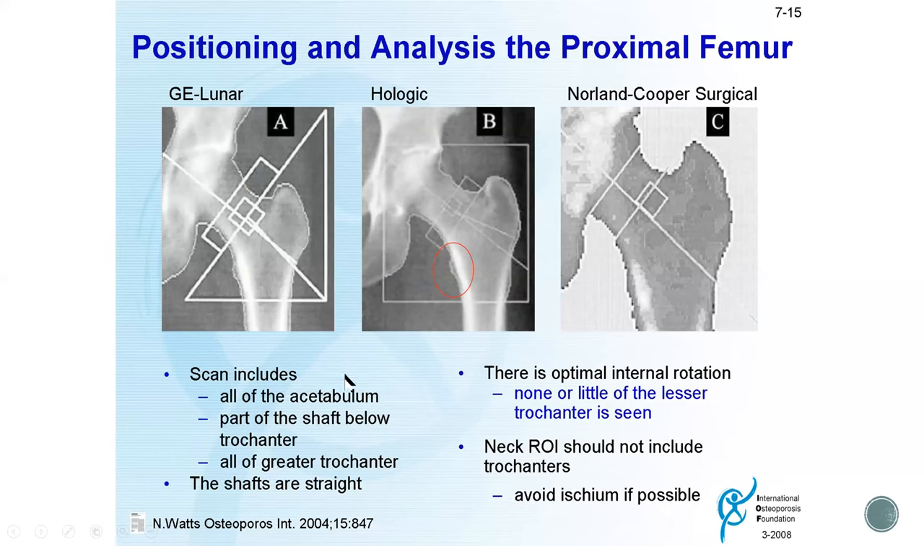So the scan ideally should include the acetabulum and a bit of the shaft, and make sure it's straight, and make sure the lesser trochanter is not very large, so that it's not over internally rotated.